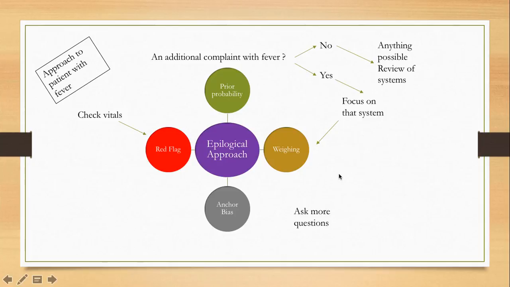And of course, in addition to that, we don't just stop there. We ask more questions to rule out all the more likely diagnoses. So therefore we remove our anchor bias. So this is how we use epidemiological approach, and we'll come back to it later. All right, so now let's start talking about individual categories. So we have meningitis, encephalitis, and intracranial abscess.